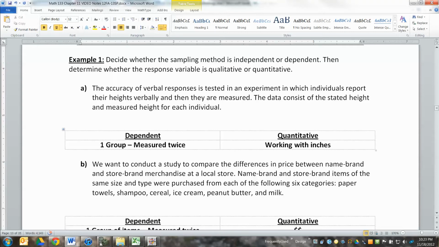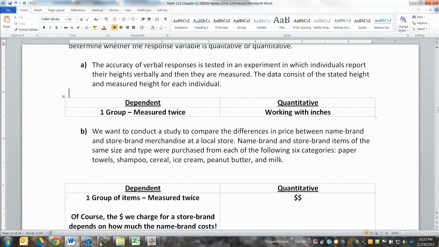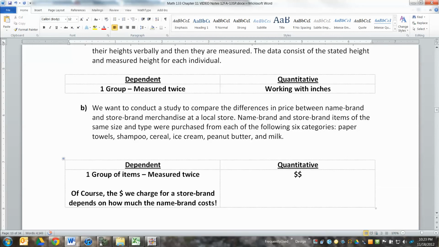And what you're measuring about them is quantitative, right? Because its unit is inches. Numbers. It's not how they feel about something. It's not their favorite Olympic sport. It's their height. All right, now what about we want to conduct a study to compare the differences in prices between name brand and store brand merchandise at a local store.